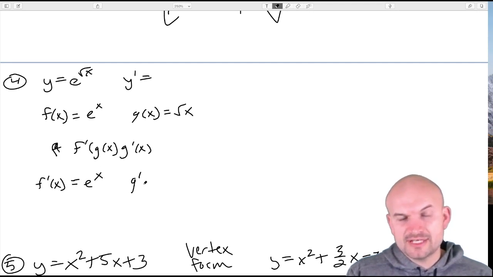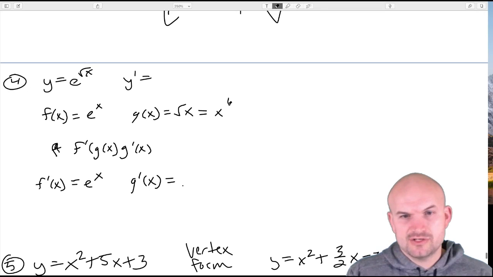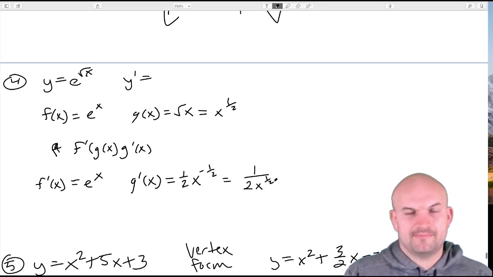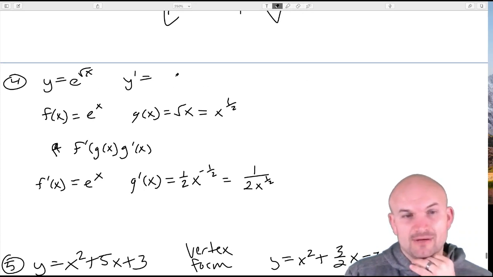And then we need to figure out the derivative of g of x, which we could write as x to the 1/2. And again, the derivative using the power rule is going to be x to the minus 1/2 here. Another way of writing that is 1 over 2 times x to the 1/2 power. So now, go ahead and find y prime.